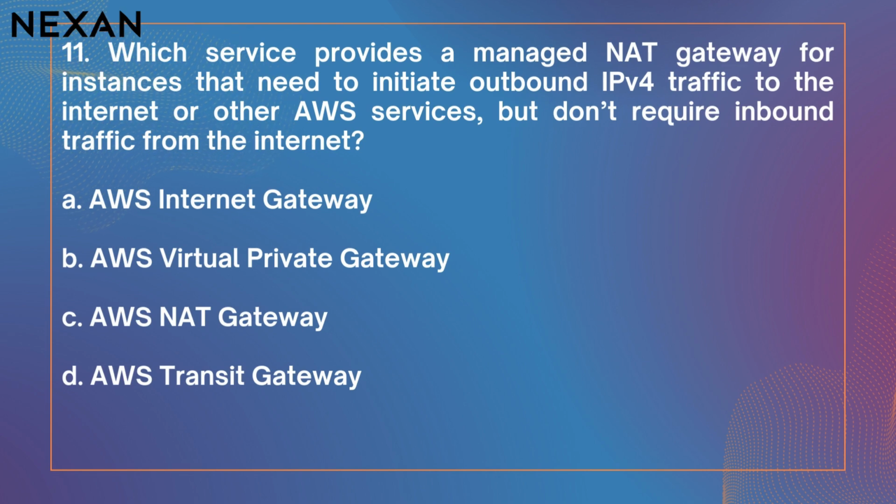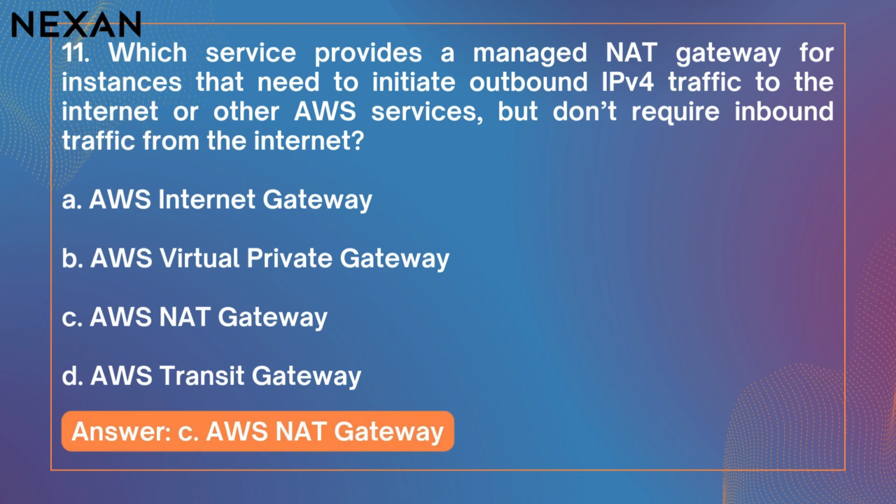11. Which service provides a managed NAT gateway for instances that need to initiate outbound IPv4 traffic to the Internet or other AWS services, but don't require inbound traffic from the Internet? A. AWS Internet Gateway. B. AWS Virtual Private Gateway. C. AWS NAT Gateway. D. AWS Transit Gateway. Answer: C. AWS NAT Gateway.